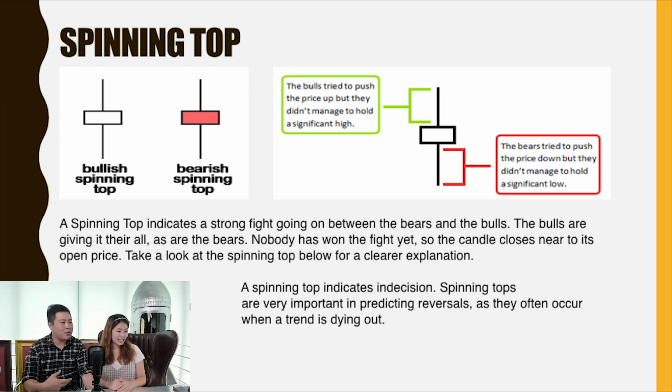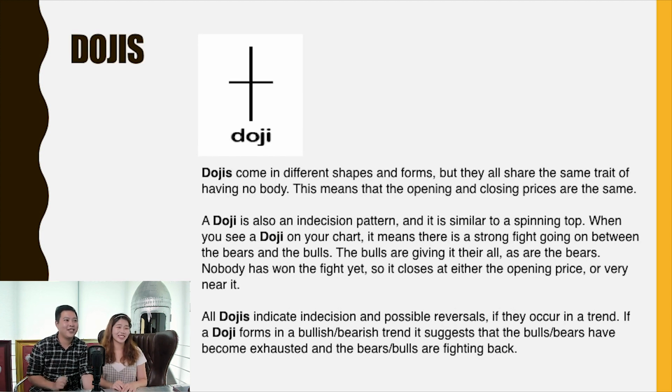Next, within a trend, a spinning top indicates indecision. Spinning tops are important in predicting reversals as they often occur when a trend is dying out. So I guess if we see a spinning top, then we might expect a reversal. So a change in colors? Change in color. Yes, ish. I think. I don't know.